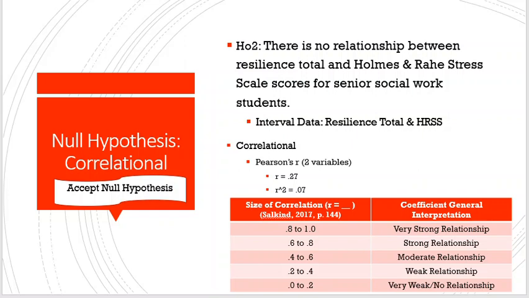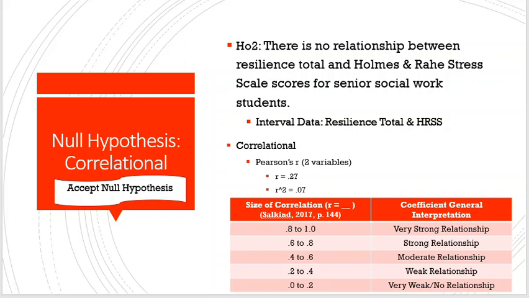Earlier in the semester, we learned how to run the Pearson R test and evaluate the R squared, or the coefficient of determination. For this lecture, let's examine how to determine whether we accept or reject the null hypothesis based on the Pearson R. After running the inferential statistic, it was found that R equals 0.27. Again, remember, this is from a previous year. According to the textbook, this indicates a weak relationship between the resilience total and the Holmes and Rahe stress scale.